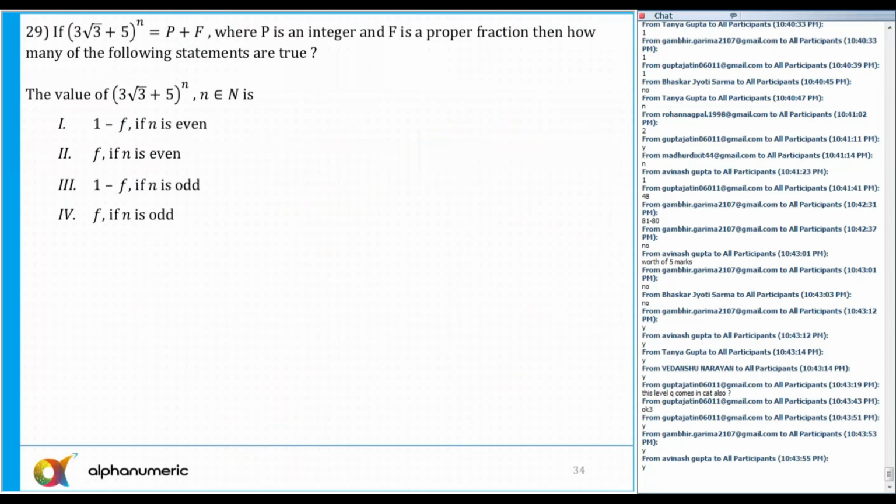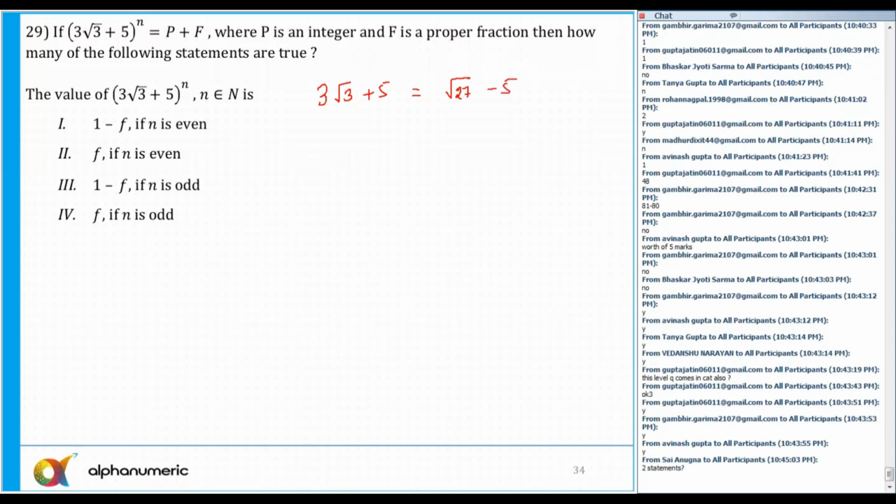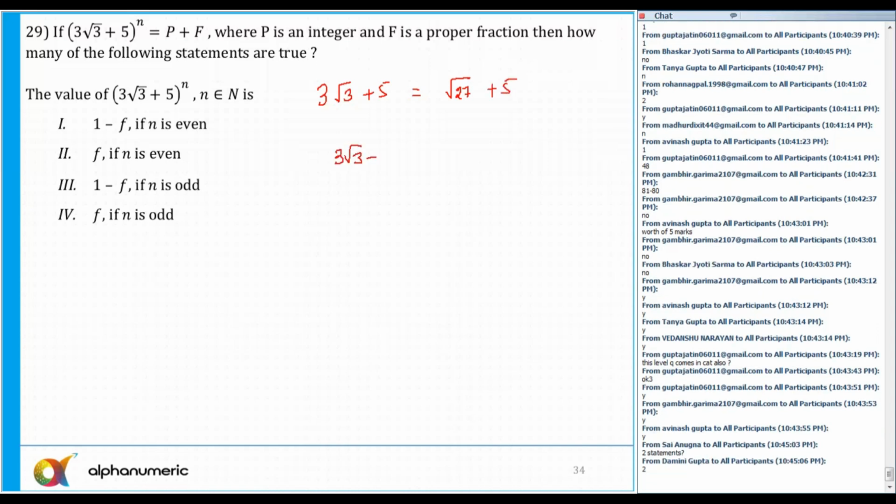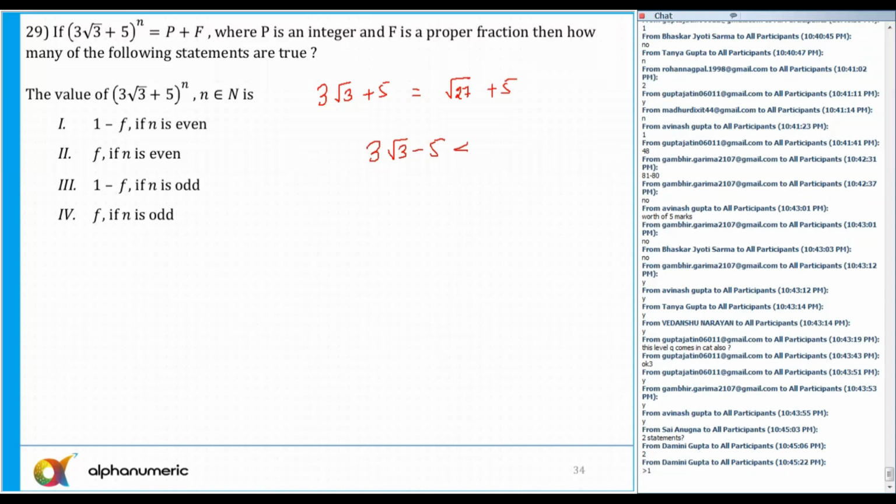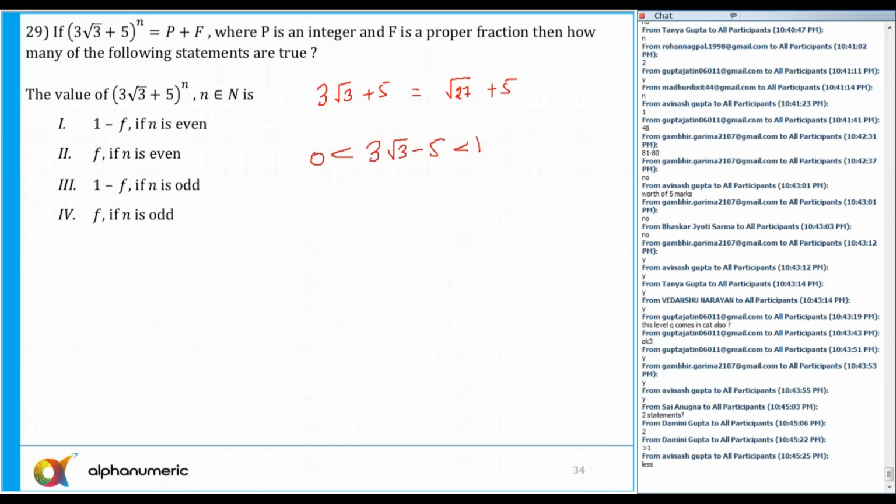Now, again, tell me one thing here. This is 3 root 3 plus 5, that is equal to root 27 plus 5. And what about 3 root 3 minus 5? That is equal to root 27 minus 5. Now, can I say this 3 root 3 minus 5 is greater than 1 or less than 1? Please tell me about this term. Is it greater than 1? No, it is always less than 1 but greater than 0, isn't it?